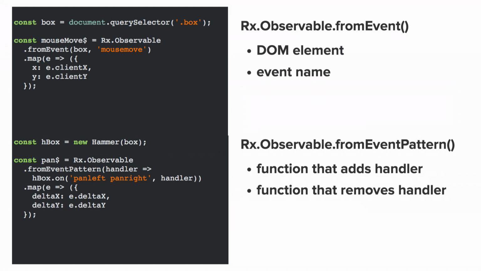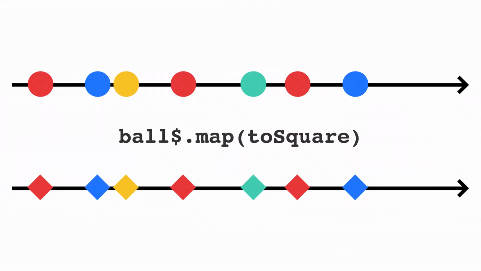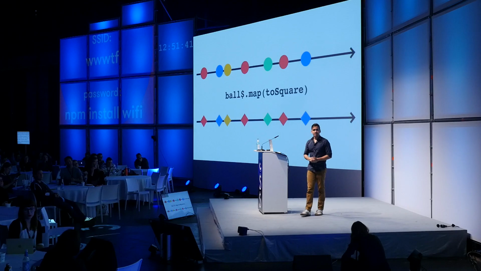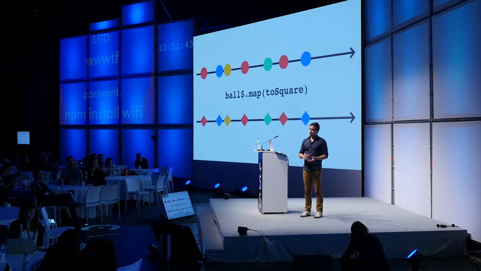rx.observable.fromEventPattern for doing the same thing. And this is for things that are not natively DOM elements. So if I'm using hammer.js, then I could grab the delta x and delta y values by passing in a callback into this fromEventPattern. And here's why this is so powerful. It's because we could operate and compose these observable values.